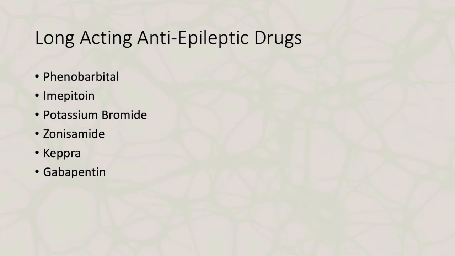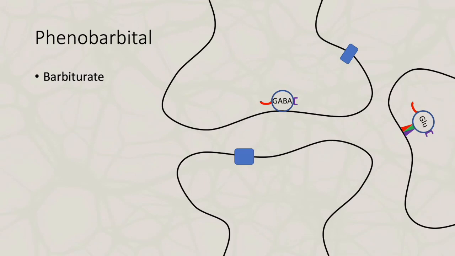So we'll first start out by talking about some of the long-acting antiepileptic drugs. And this here is a list of the most common antiepileptic drugs used in veterinary medicine. The first one we'll talk about is phenobarbital, and it is part of the drug class known as barbiturates. So the way that barbiturates work is at lower dosages, they will bind to GABA-A receptors.